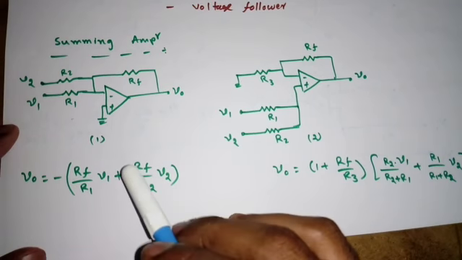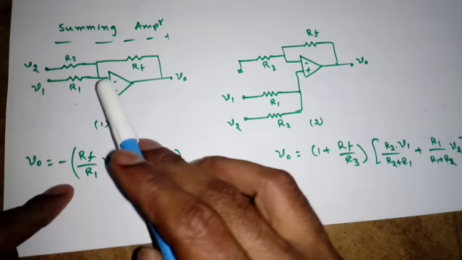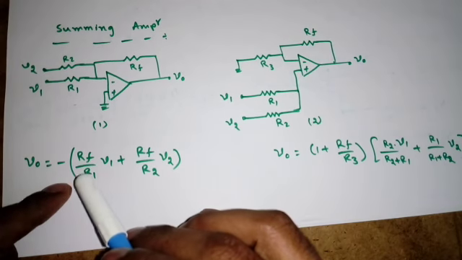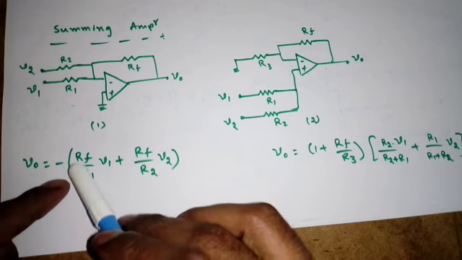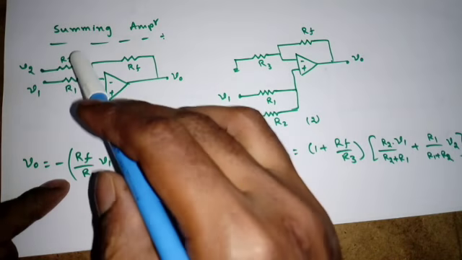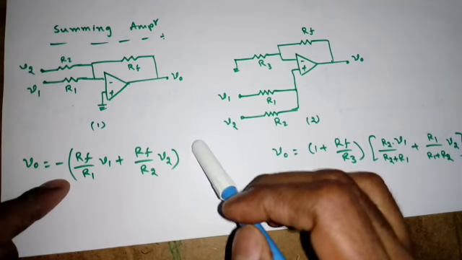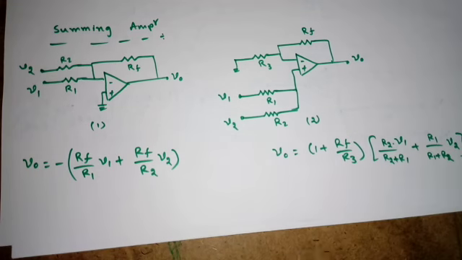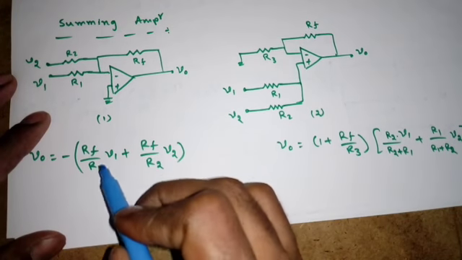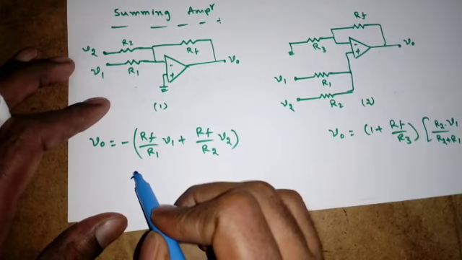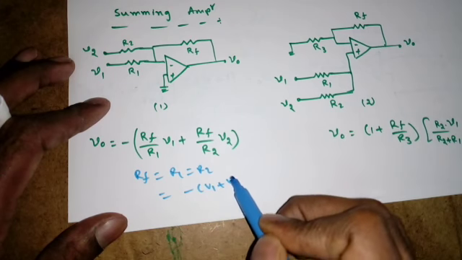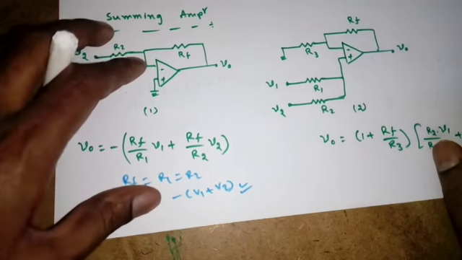When we use inverting configuration, we will get the output equations like this. We can use either a superposition theorem or directly the virtual ground concept. Once we apply this virtual ground concept, we will get minus of Rf by R1 into V1 plus Rf by R2 into V2. If there are many input voltages, we will get Rf by R3, Rf by R4 and so on, right? So there are some weights and we are getting the summation of input, so that's why it is called weighted summer. Next, if we take Rf equal to R1 equal to R2, we will get simply minus of V1 plus V2, which we have seen in the previous lecture.